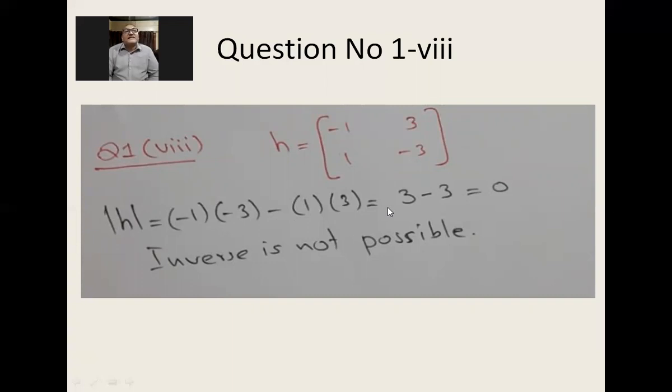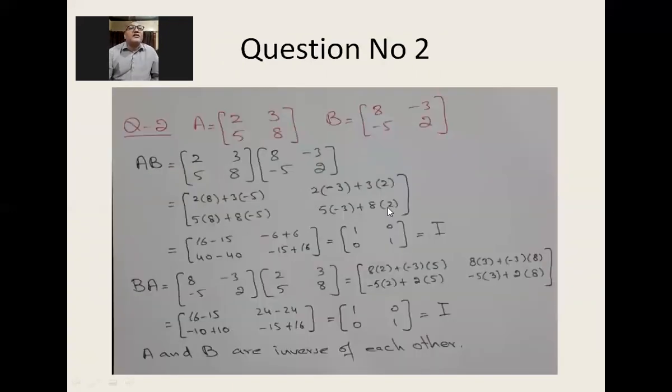So because the determinant is 0, it's a singular matrix. If the matrix determinant is 0, you cannot find its inverse. So inverse is not possible. So that was the question number 1 and its 8th part.